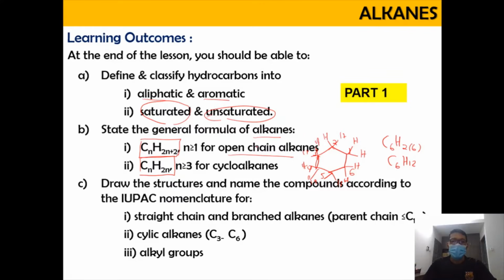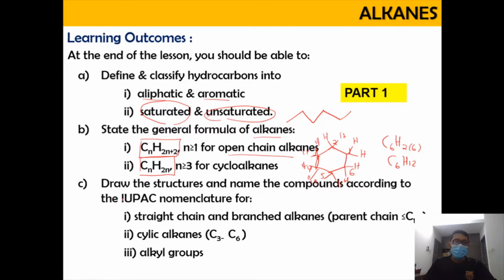Alright, meanwhile for the open chain alkane, you're going to have plus 2 because it is an open structure. 1, 2, 3, 4, 5, 6 carbons. And here will end with CH3 and CH3, and the middle ones are going to have 2 hydrogens each.